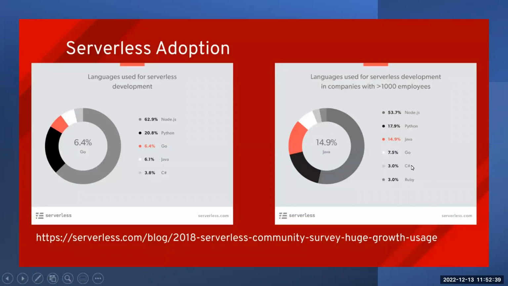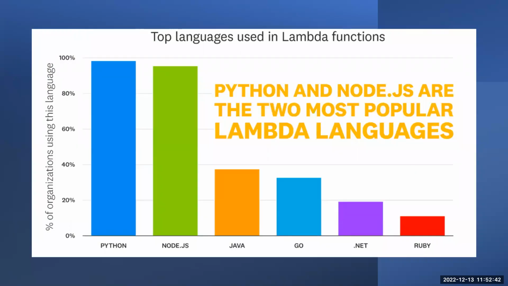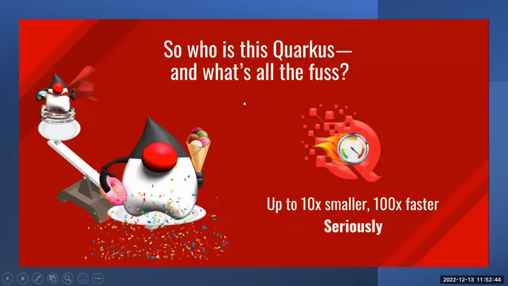Now, with Quarkus, so who is this Quarkus and what is all this fun about? First of all, Quarkus makes the application 10 times smaller compared to other frameworks. Additionally, it is 100 times faster in booting up the application. And both these are key metrics for a serverless or a microservices application.